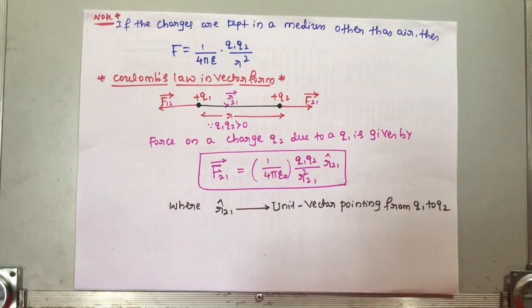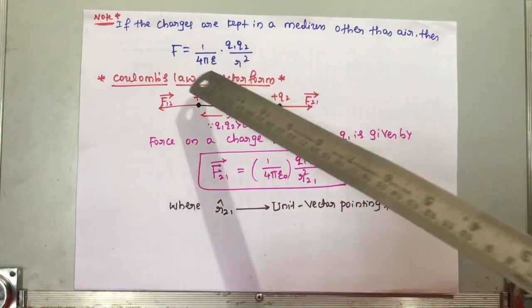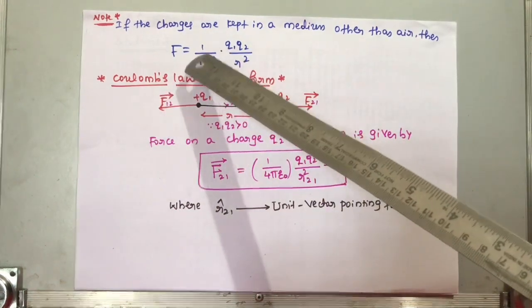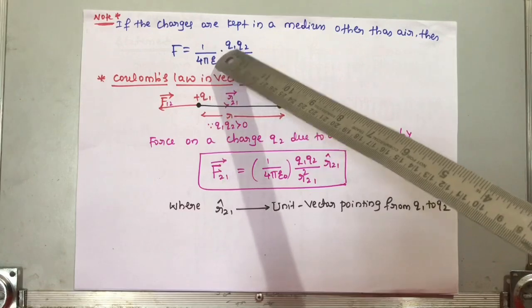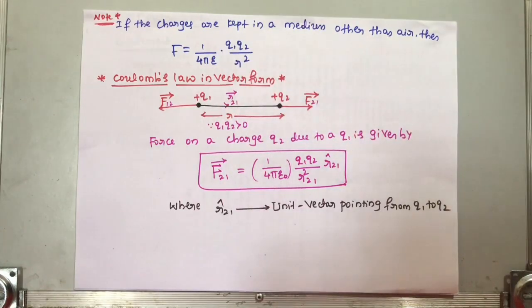Next, consider two point charges kept in a medium other than air. In the case of air, you write this equation: F is equal to 1 divided by 4 pi epsilon naught q1 q2 divided by r square. But if the two point charges are kept in a medium other than air, then you write this equation: F is equal to 1 divided by 4 pi epsilon q1 q2 divided by r square.